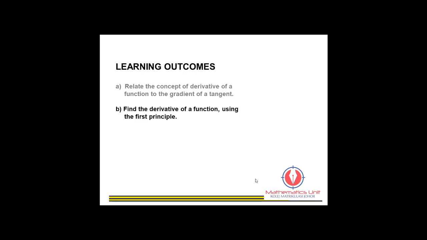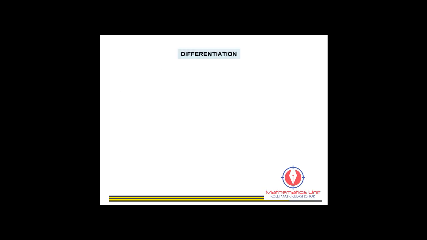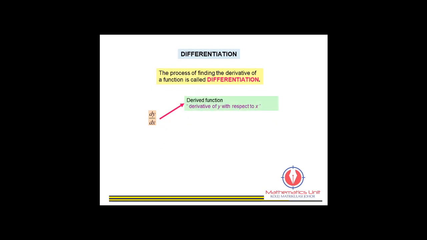Today we are going to learn chapter 2, that is differentiation for derivative of a function. At the end of the lesson, you should be able to find the derivative of a function using the first principle. So what is differentiation? The process of finding the derivative of a function is called differentiation, and we can denote it as dy over dx, the derivative of y with respect to x, and it is also known as a gradient function. Sometimes we can write dy over dx as f prime x or y prime.